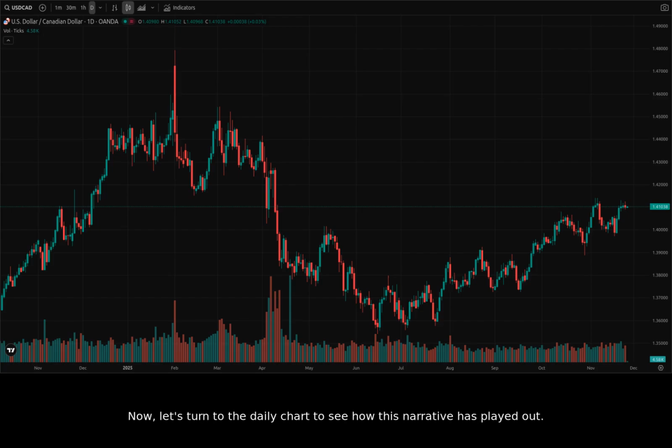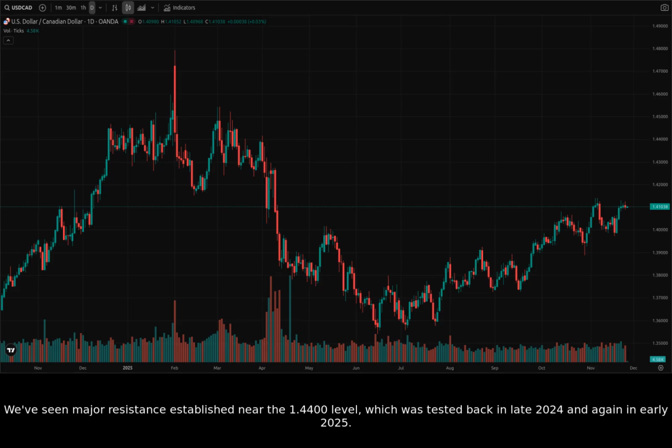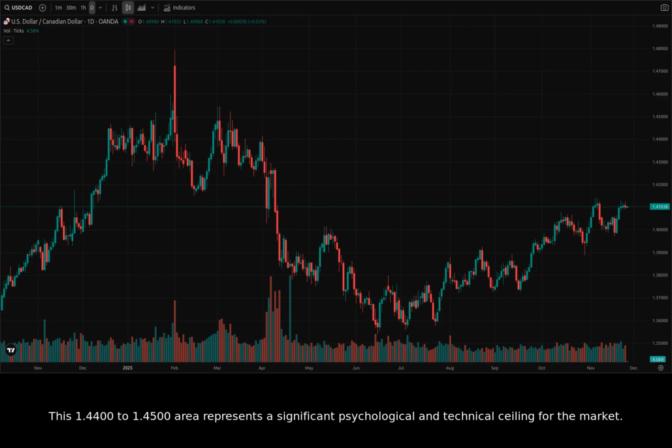Now, let's turn to the daily chart to see how this narrative has played out. The first thing you'll notice is a powerful and sustained uptrend that has been in place since the middle of 2024, taking the price from lows around 1.34 all the way up to our current levels. We've seen major resistance established near the 1.4400 level, which was tested back in late 2024 and again in early 2025. This 1.4400 to 1.4500 area represents a significant psychological and technical ceiling for the market.